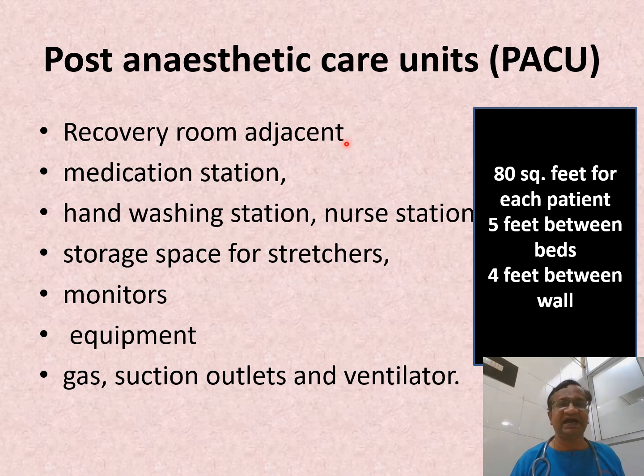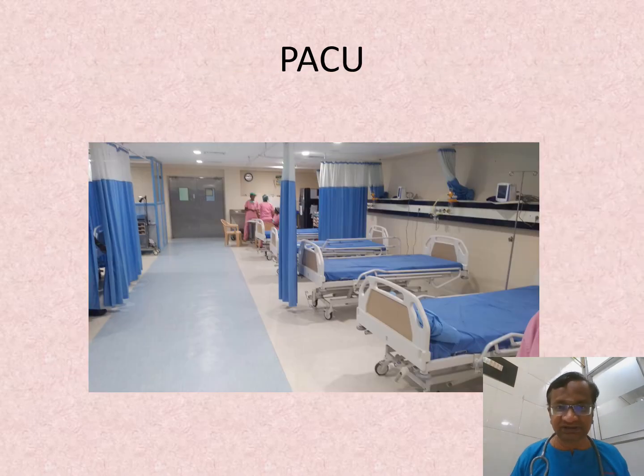Post anesthesia care unit: recovery room adjacent, medication station, hand washing station, stretchers, monitors, equipment, gas, suction outlets, and ventilators. 80 square feet for each patient, 5 feet between beds, 4 feet between the wall. Now you see, one patient needs 80 square feet, 10 by 8. 5 feet between beds, 1 bed, 2 beds, 3 beds. 4 feet between the wall. This is an ideal post anesthesia care unit.